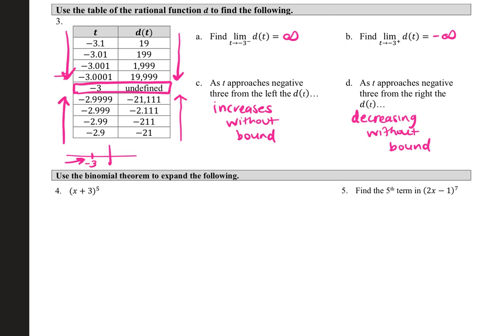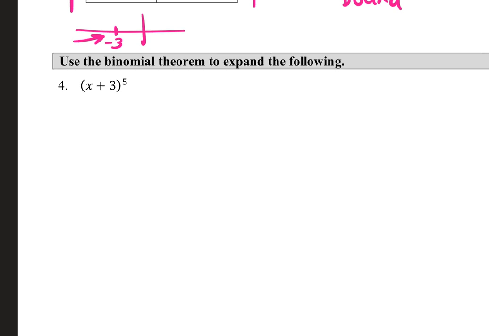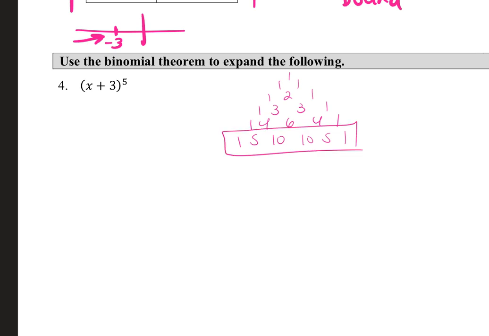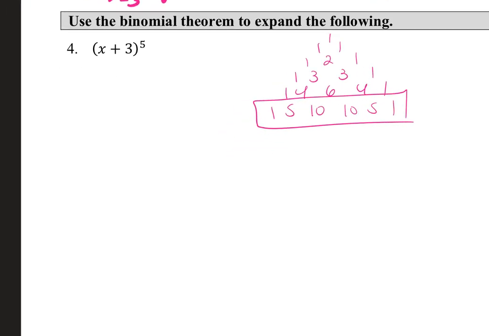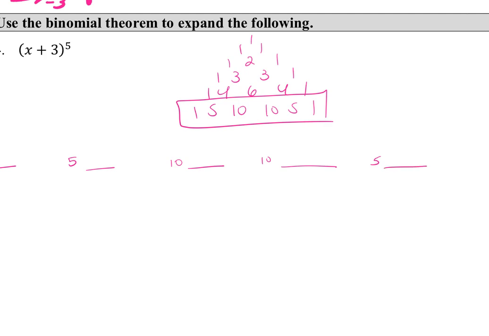All right, now we're going to do the binomial theorem to expand. So first of all, it's a 5. I'm going to do my Pascal's to get my coefficients. So 1; 1, 1; 1, 2, 1; 1, 3, 3, 1; 1, 4, 6, 4, 1; and 1, 5, 10, 10, 5, 1. So this is the row I'm going to use when I expand. So I can do 1, 5, 10, 10, 5, and 1.